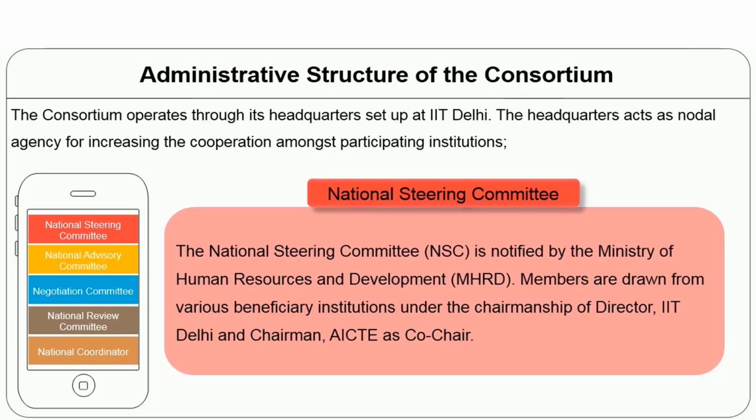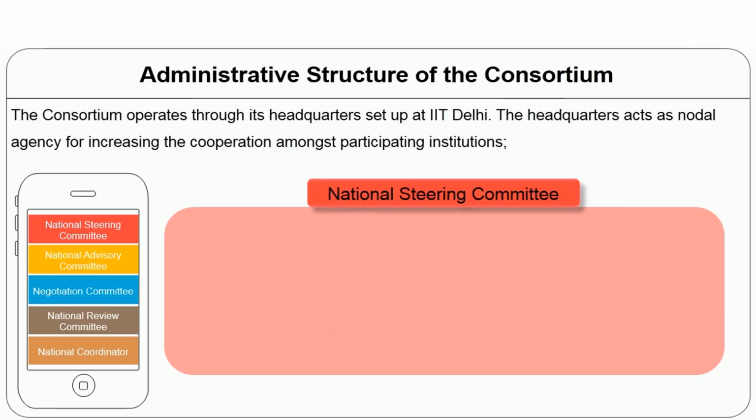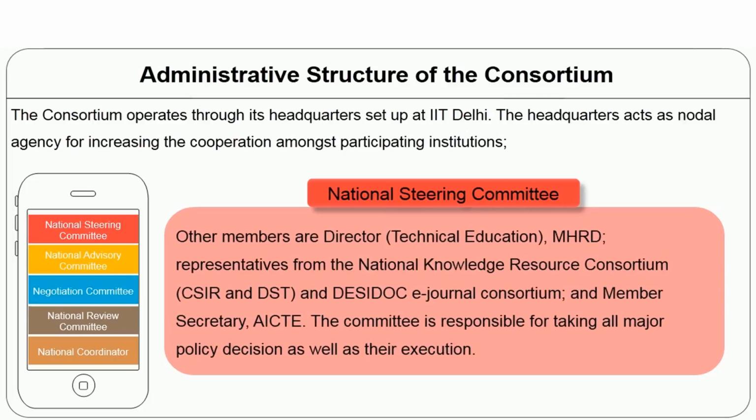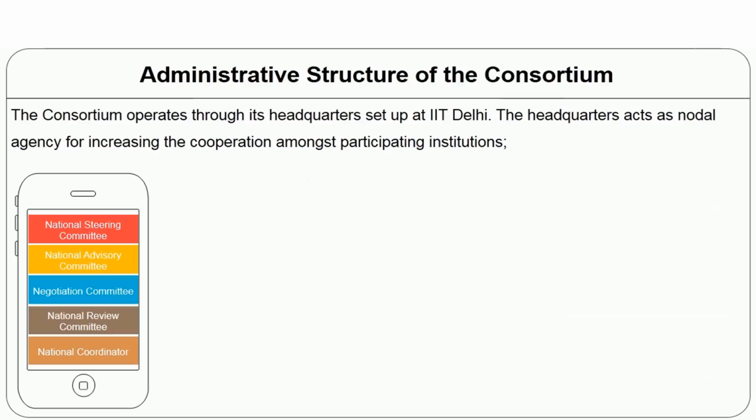The members are drawn from various beneficiary institutions under the chairmanship of Director IIT Delhi and Chairman AICTE as co-chair. Other members are the Director Technical Education, MHRD, and representatives from National Knowledge Resources Consortium, that is the CSIR and DST Consortium, and DELNET e-Journals Consortium, and Member Secretary AICTE. The committee is responsible for taking all major policy decisions as well as their execution.